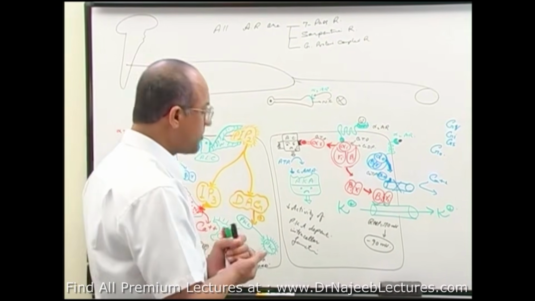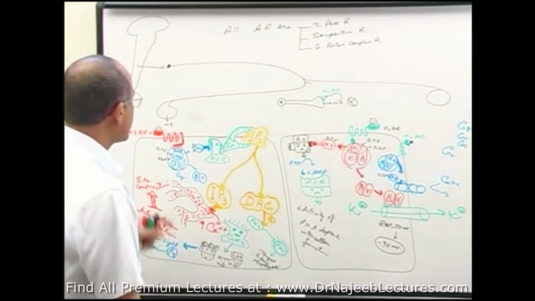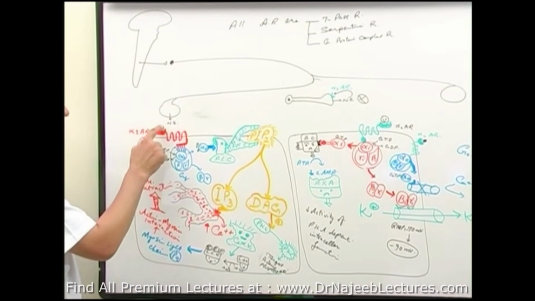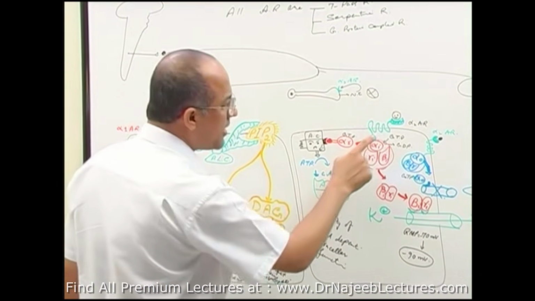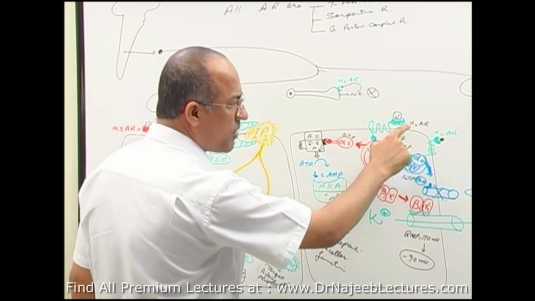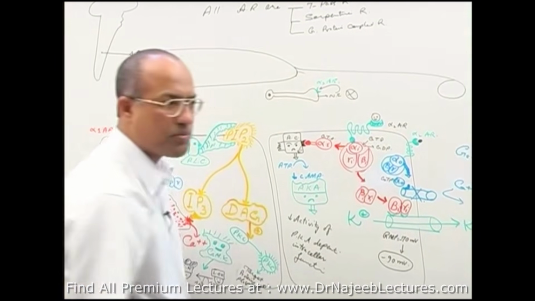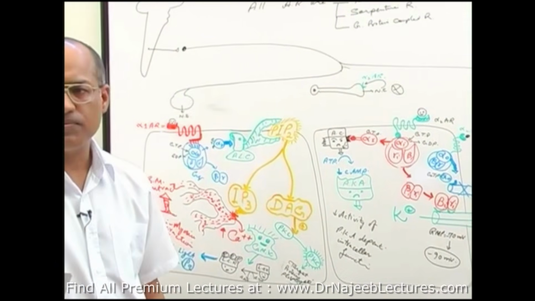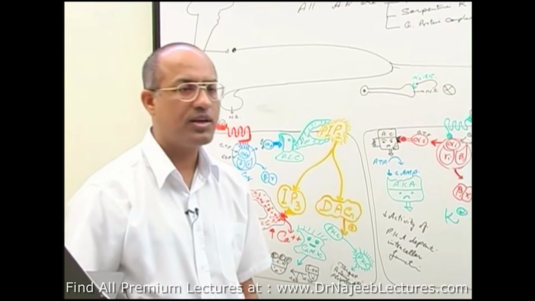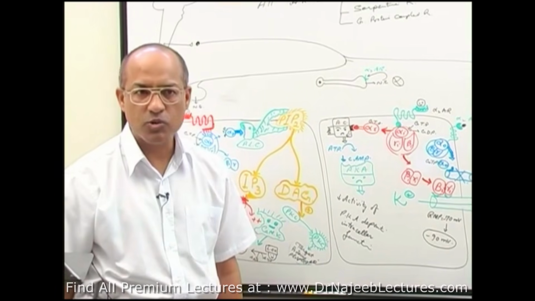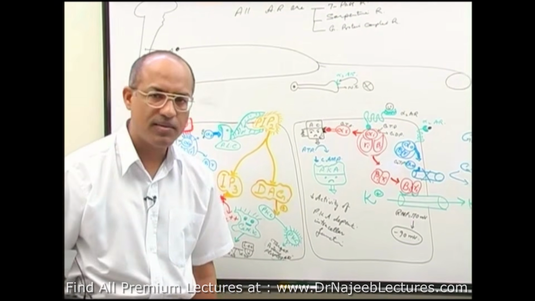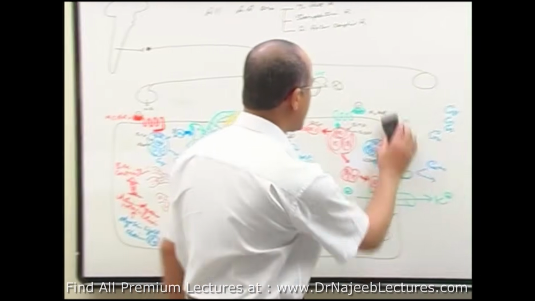Now we have learned what are the signaling mechanisms of alpha 1 adrenergic receptor. We have learned the molecular mechanism in alpha 2 adrenergic receptors, and now we will talk about the molecular basis of signaling mechanism of beta 1 adrenergic receptors, beta 2 adrenergic receptors and beta 3 adrenergic receptors.